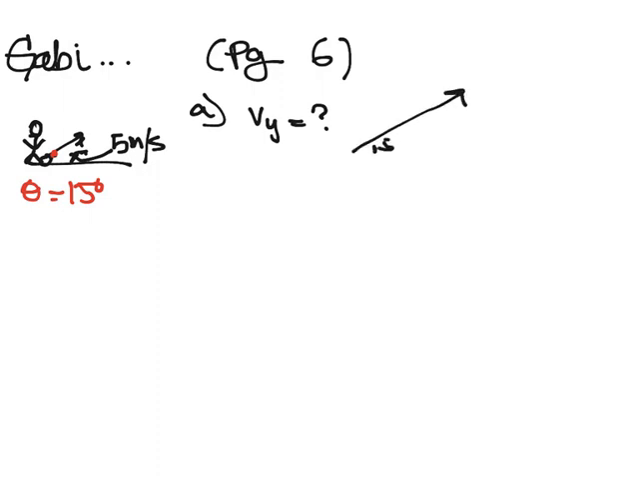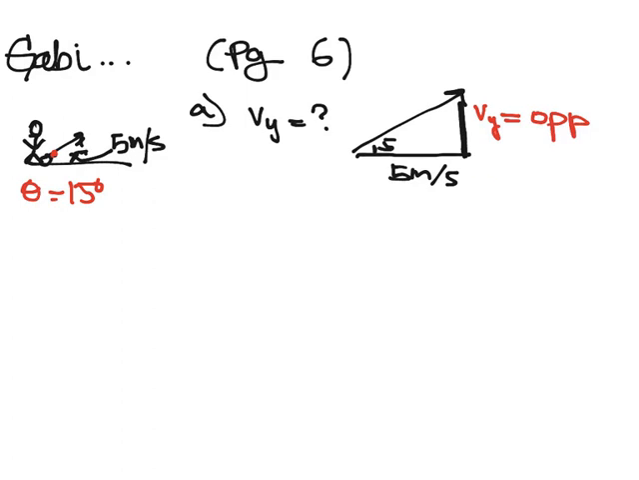So I have 15 degrees. I have 5 meters per second. And I want to know the y velocity, so that's this side of the triangle. And I know that Vy is my opposite side. Okay. And I can just use SOHCAHTOA to answer this question.